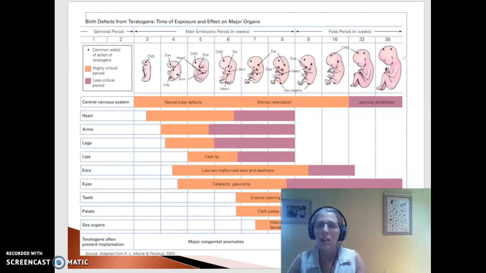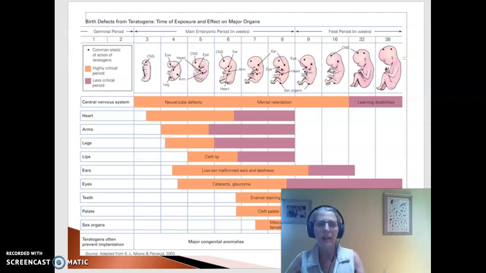Here we go. So across the top there are birth defects from teratogens. So the central nervous system, think the brain and spinal cord, is vulnerable throughout the entire pregnancy. But if you look at development of arms, for example, weeks 4 through 5 or 6 here, according to this chart, is the time period when arms developing could be most impacted by a potential teratogen.